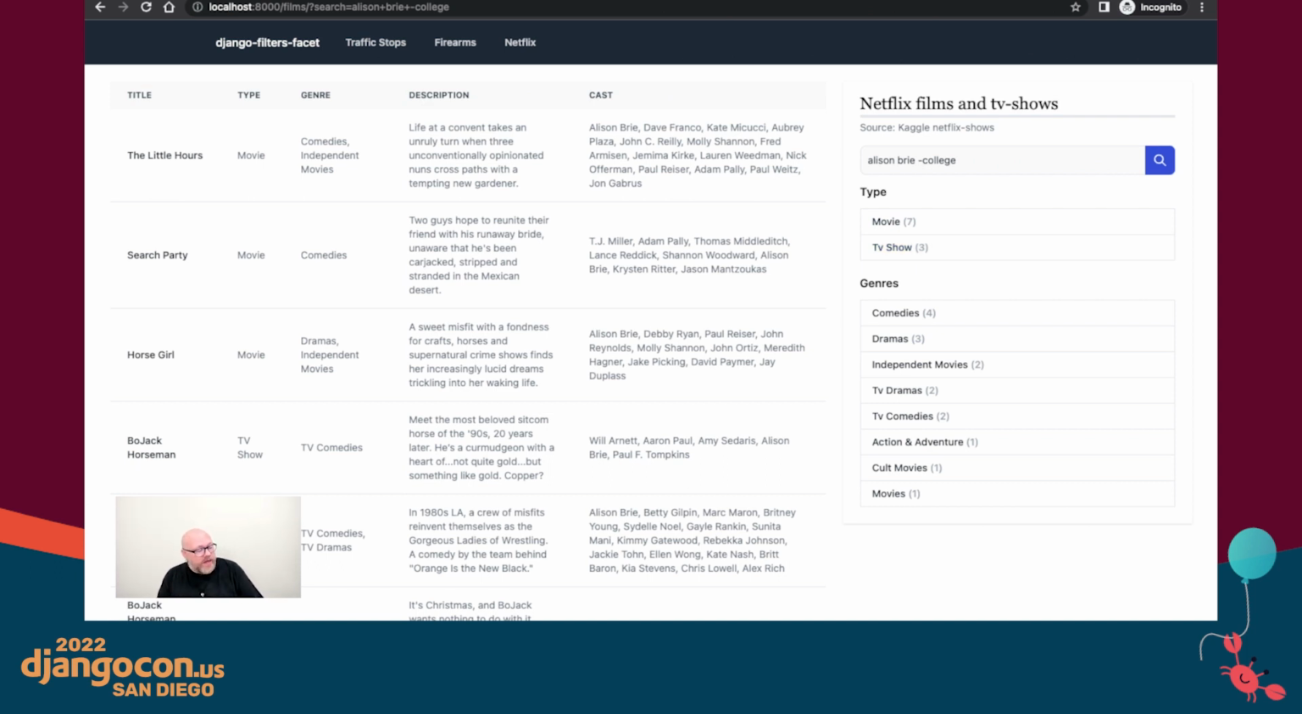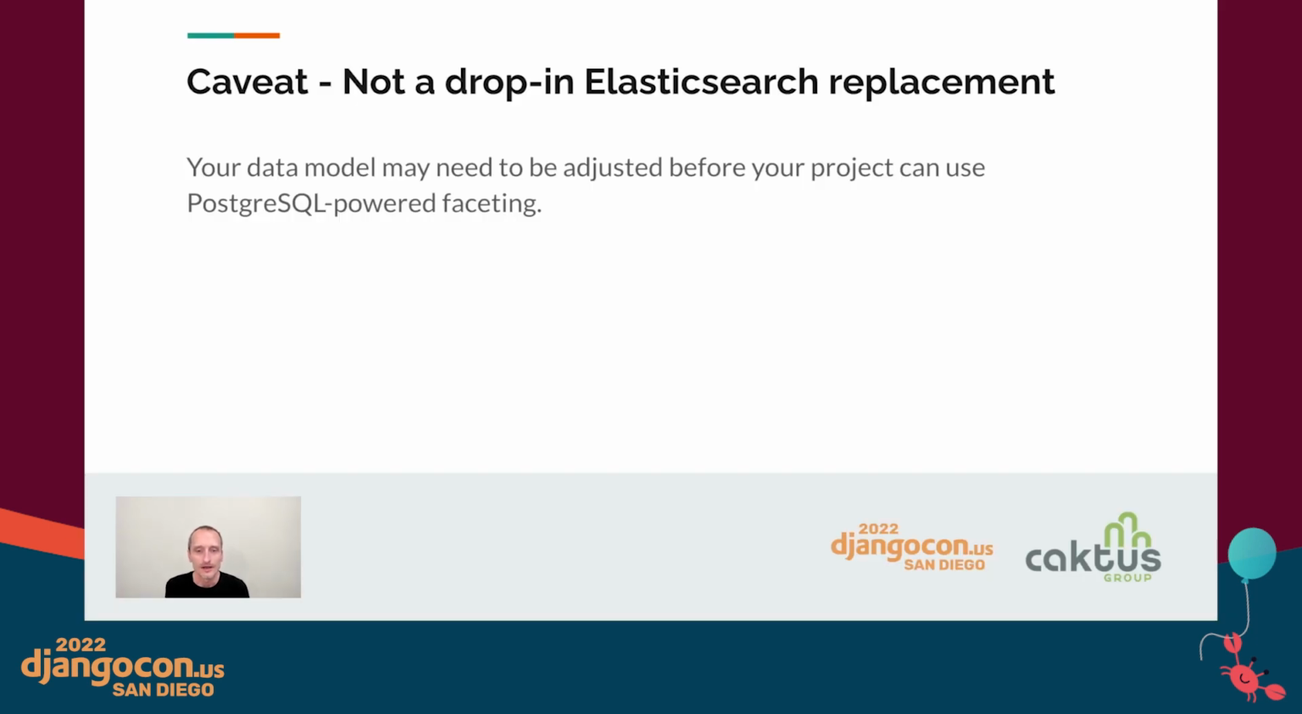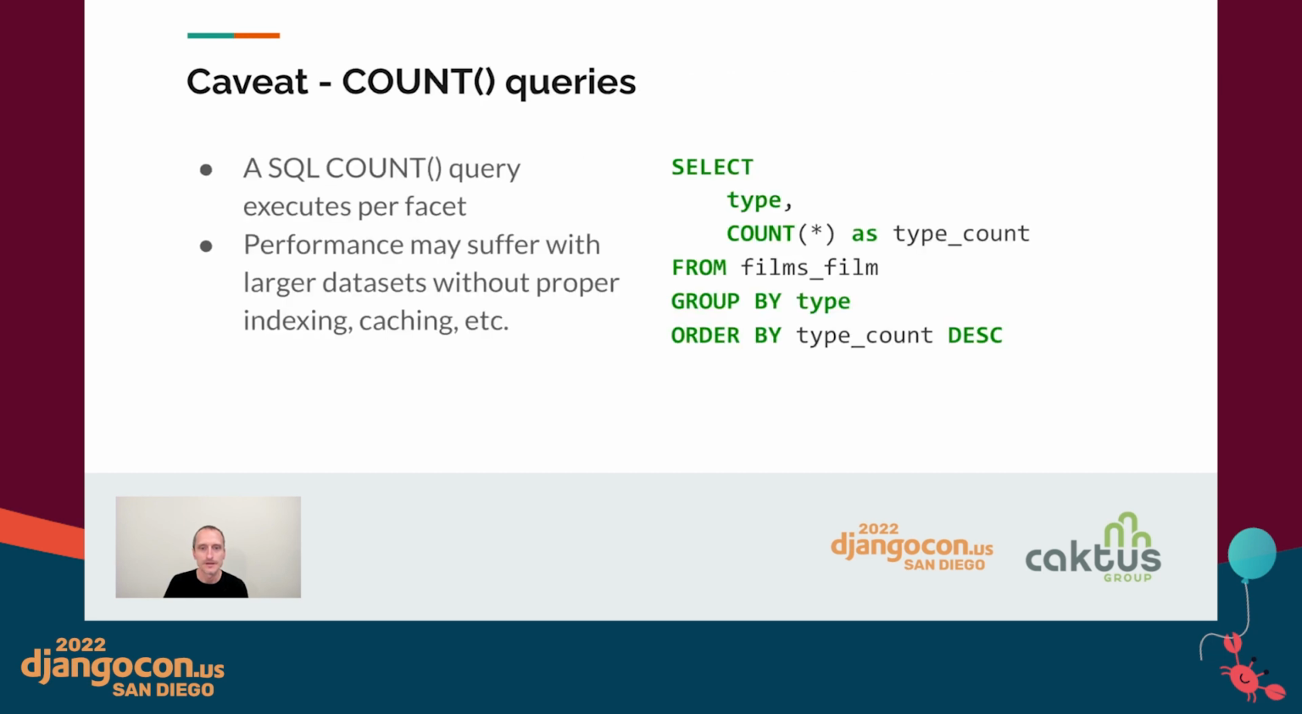And now I'm handing it back off to Colin, who's going to do a quick recap of what we talked about today. Thanks, Jason. To wrap things up, let's review a few caveats you should take into consideration before using the project. As we demoed with genres, your existing data model may not be suited for faceting with PostgreSQL. So you may need to create lookup tables and normalize relationships in SQL to use for faceting. And as you may have noticed, each facet translates to a SQL count query. So depending on your use case, you may need to add indices or caching to improve performance.